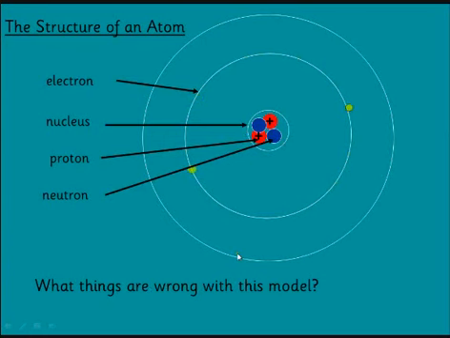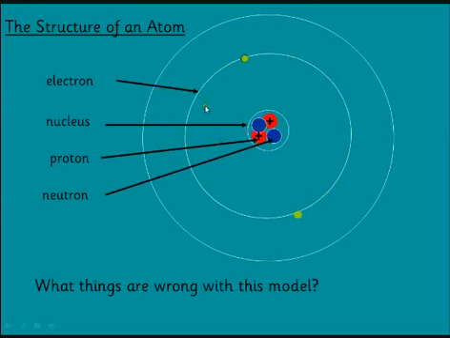Things that are wrong with this model, well, the nucleus for one thing is far too big. Okay, to scale, the nucleus is only about something times 10 to the minus 15 metres across. The atom is something around 10 to the minus 10 metres across, so 100,000 times bigger. Okay, you can't really draw these things to scale, otherwise the nucleus would just be a single tiny dot in the middle.